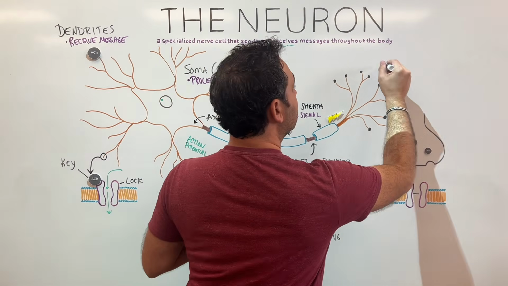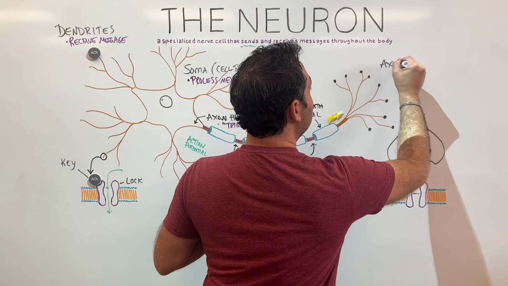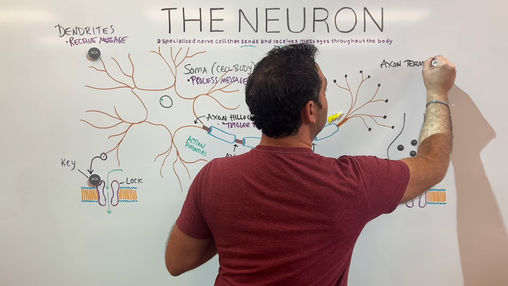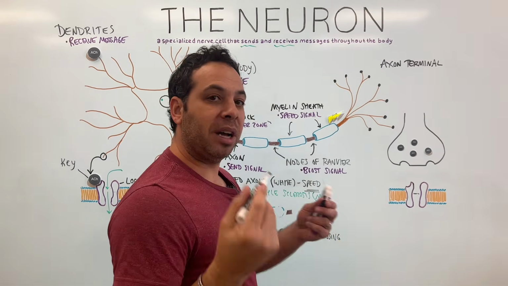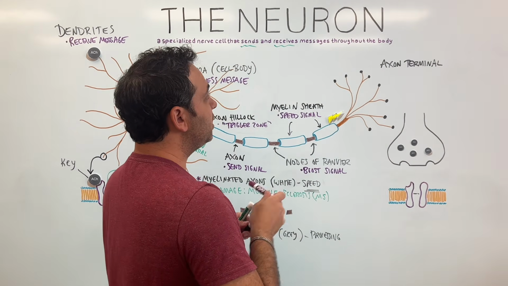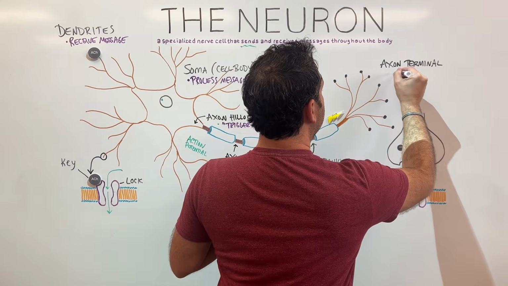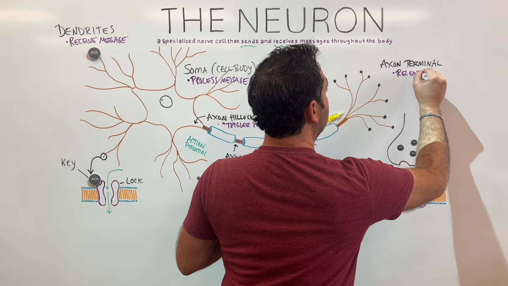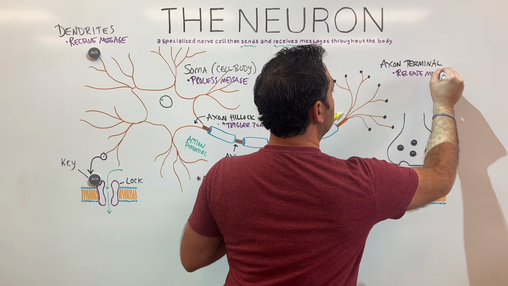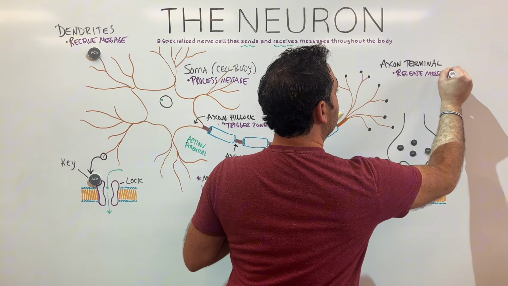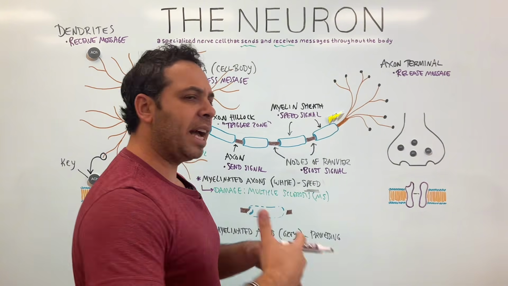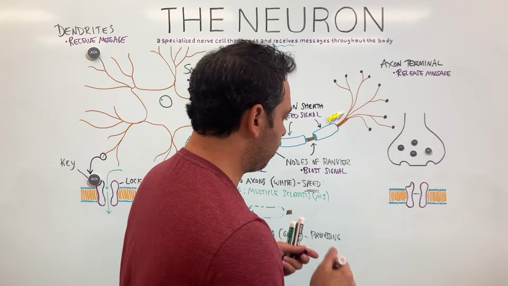What do we call this? This actually has many names. We're going to call this the axon terminal, also known as terminal buttons. There are other names for it. And at the end, it's going to release the message. We've received the message, we've had a chemical reaction, an electrical reaction. Now we have to release the message to the next gland or muscle or neuron.